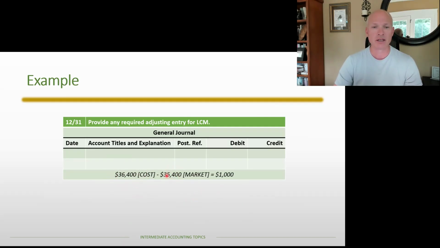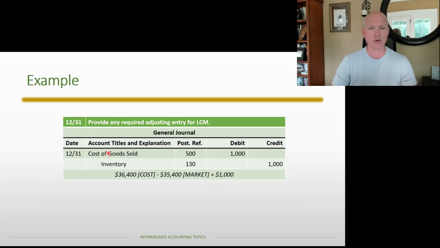We can see that the market is $1,000 less, which means we need to mark down the inventory by $1,000. Just as we'd similarly done with lower of cost or net realizable value, we're going to credit the inventory and debit cost of goods sold. Noting that some companies might use some other account here, we're just going to keep it simple and debit cost of goods sold. Also noting that realistically, you probably would have individual inventory accounts that this gets tracked to.